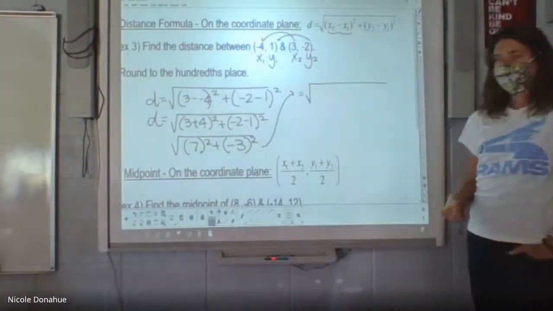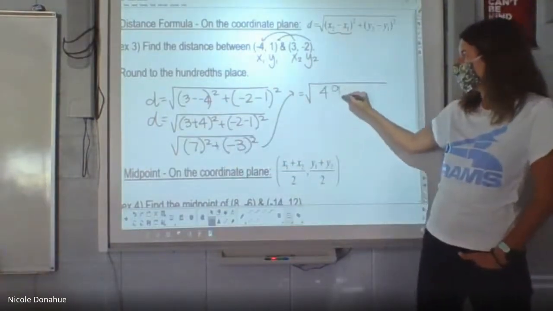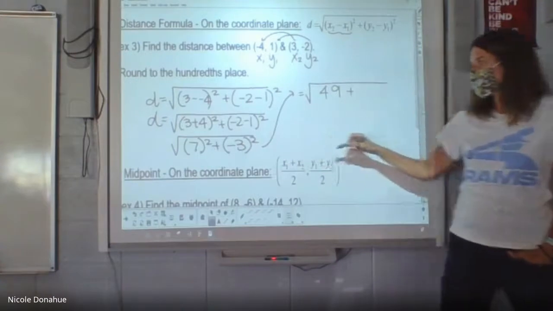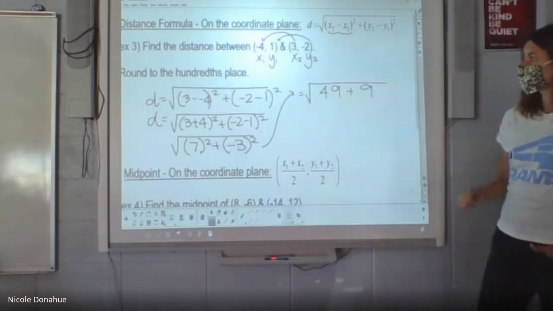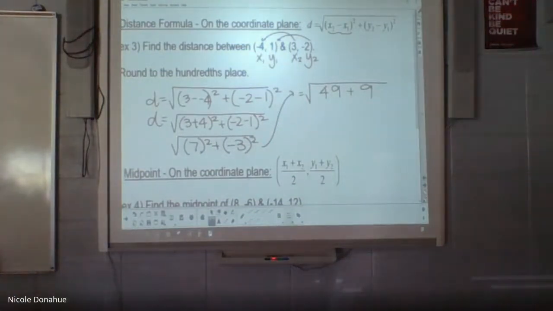So still have the square root there. So 7 squared is 49. -3 squared is 9. Notice they become positive. That's not like a magic trick that's supposed to happen. 49 and 9 is 58.